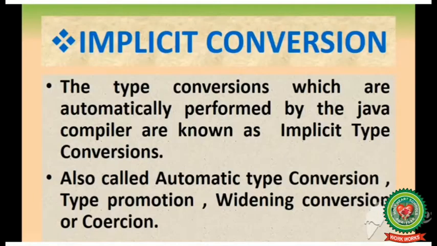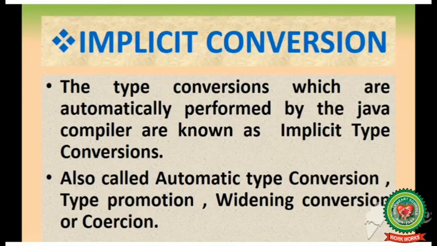See number 1, implicit conversion. The type conversions which are automatically performed by the Java compiler are known as implicit type conversions. So these types of conversions are done by the Java compiler. In this type of conversion, the smallest size data type is automatically changed into the largest data type.